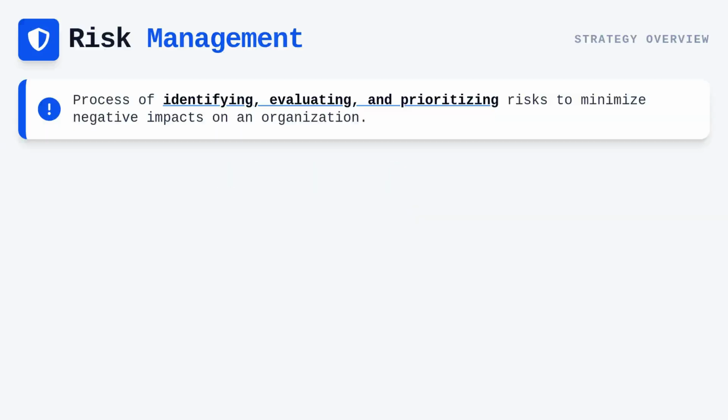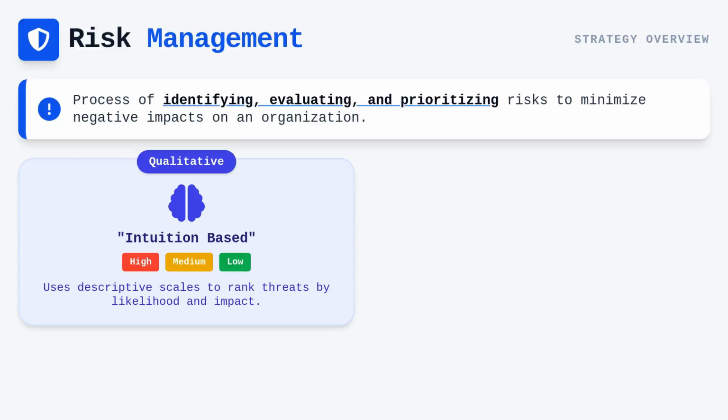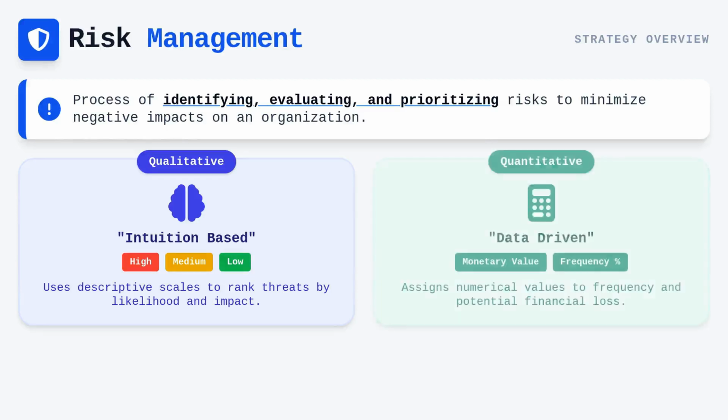Risk management is fundamentally the process of identifying, evaluating, and prioritizing risks to minimize the impact of negative events on an organization. When we talk about qualitative versus quantitative assessment, we are essentially choosing between intuition and hard data. Qualitative assessment uses descriptive scales like high, medium, or low to rank threats based on their likelihood and impact, which is often sufficient for general prioritization.